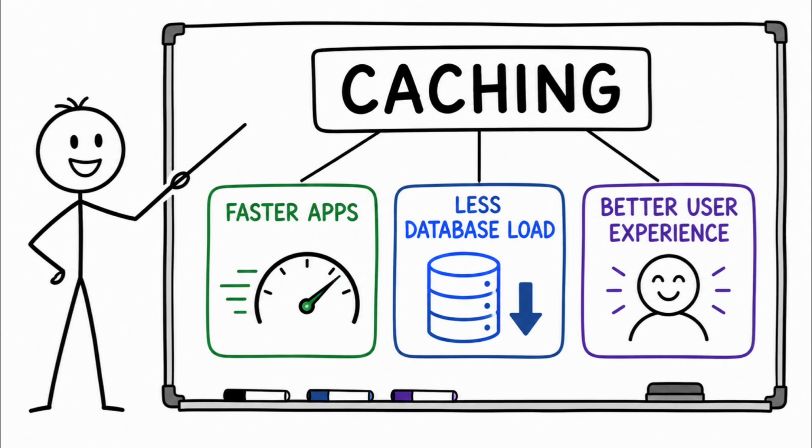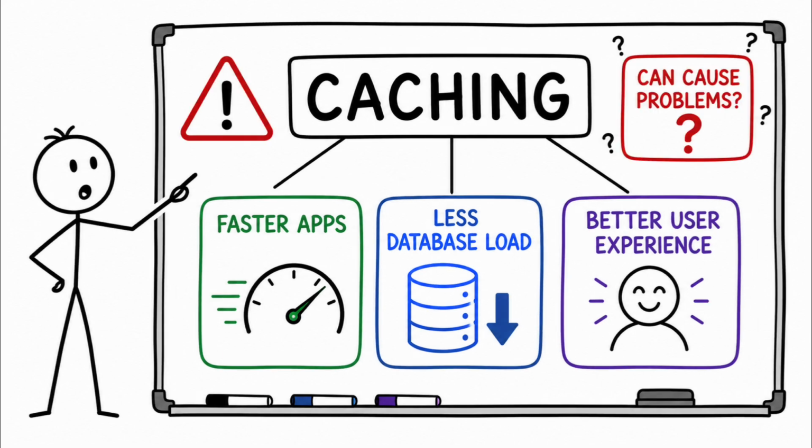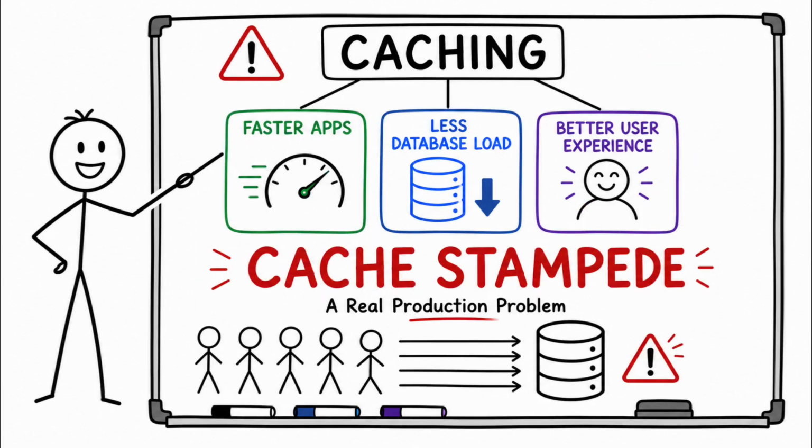Caching is one of the most powerful techniques in modern systems. It makes applications faster, reduces database load, and improves user experience. Sounds amazing, right? But today we are going to learn something interesting. Sometimes, the same cache that improves performance can also create performance problems. And one of the most famous examples is Cache Stampede.